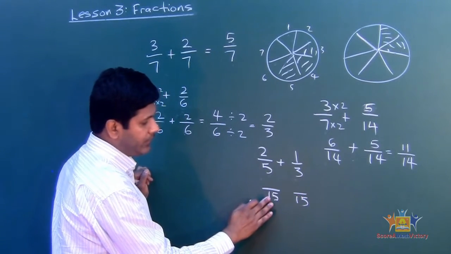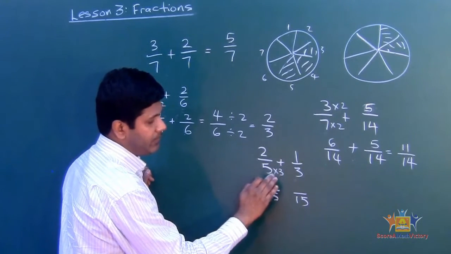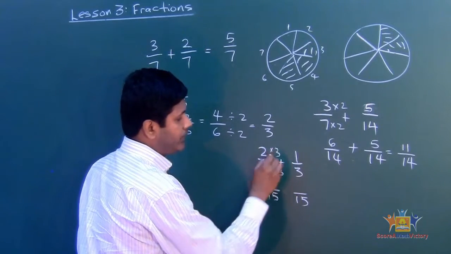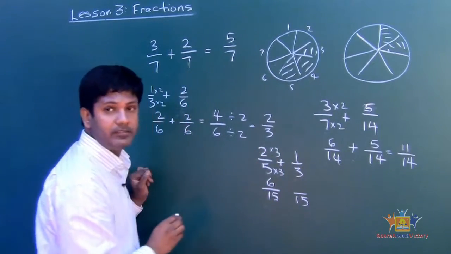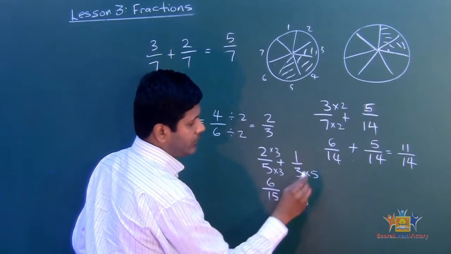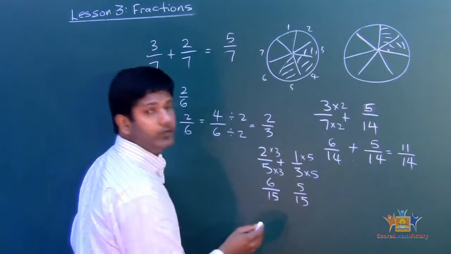Okay, so in 15, how do I get 5 to 15? I multiply that by 3. If I multiply 5 by 3, that means I also multiply the numerator, which is 2, by 3, which gives me 6. What about 3 to 15? I multiply that by 5. That means I multiply 1 also by 5. That makes it 5 over 15.